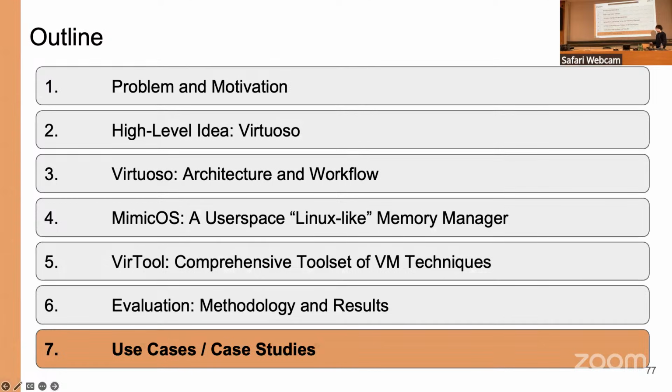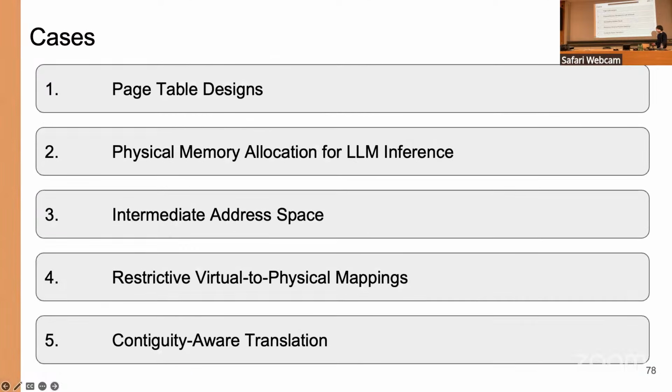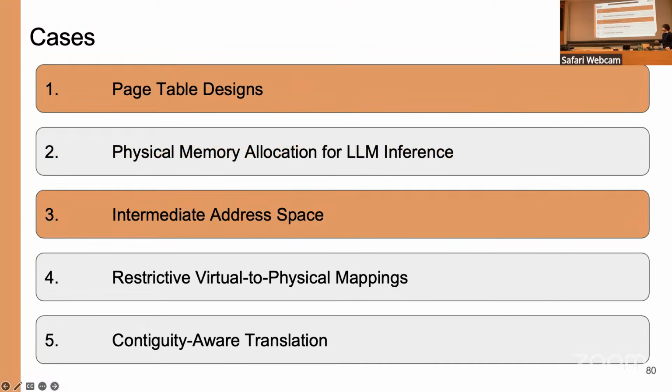All right, now let's look at some use cases. In the paper, they talked about 5 different use cases. In lecture 4, you will already find the physical memory allocation for LLM inference use case discussed in detail. And I want to focus on these 2, page table designs and intermediate address space, and basically go into more detail on the page table designs and only touch upon the intermediate address space for you to get an idea what it's about.